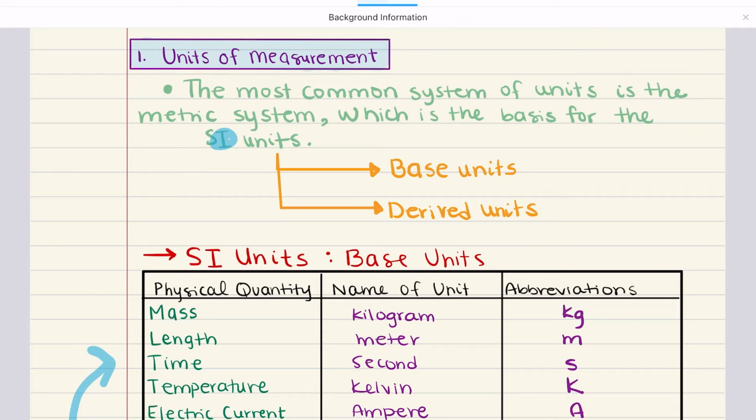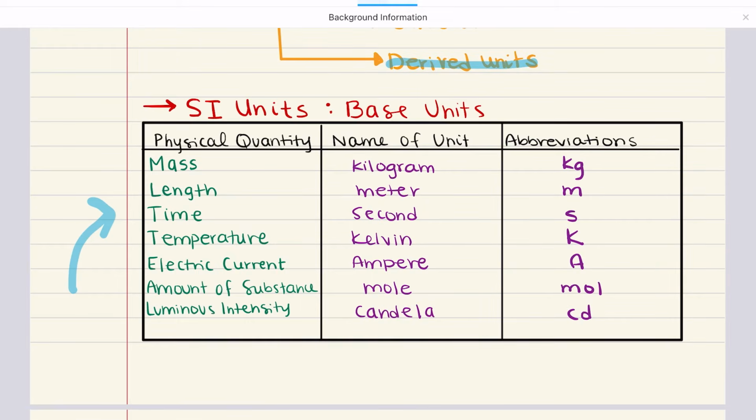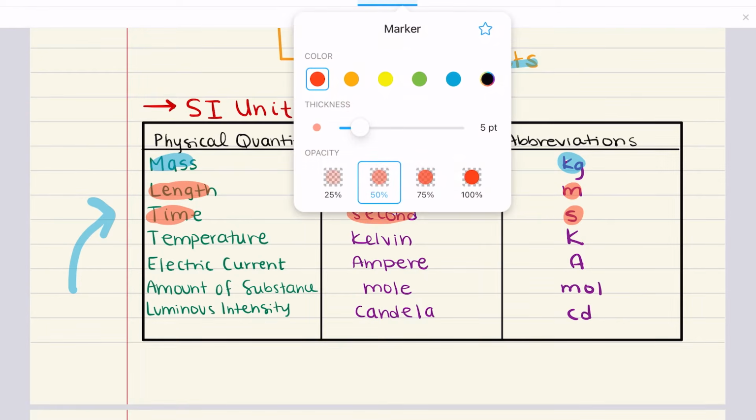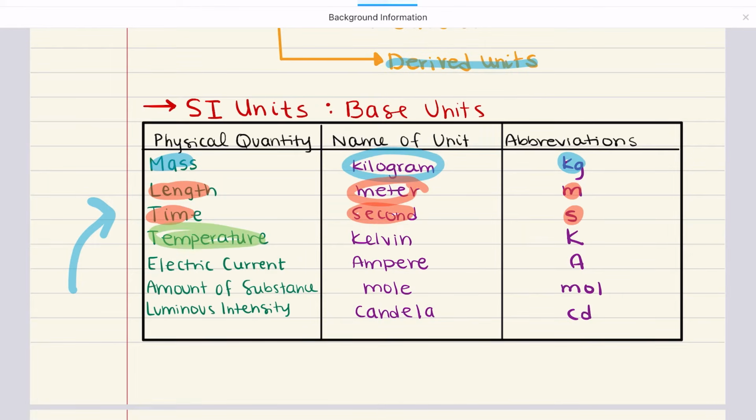Now, all other units that you might be thinking about or are familiar with, those are just derived units which are obtained by combining the SI base units. So let's go over the SI base units. For mass, the SI base unit is the kilogram, abbreviated kg. For length, the SI base unit is the meter, abbreviated lowercase m. For time, the SI base unit is the second, and it's abbreviated lowercase s. The SI base unit for temperature is the Kelvin, and it's abbreviated capital K.